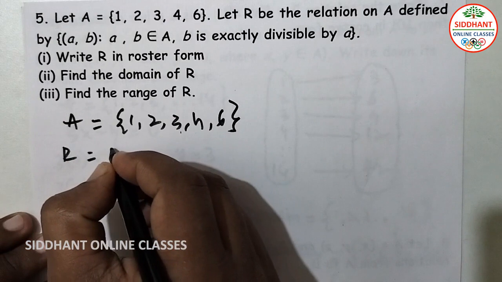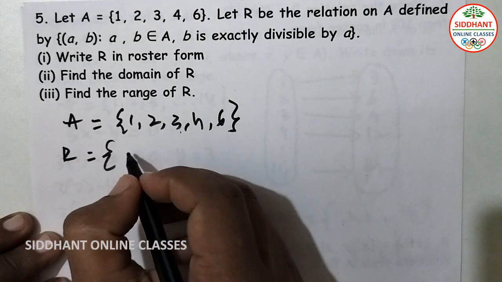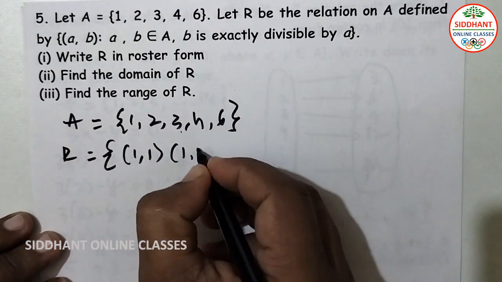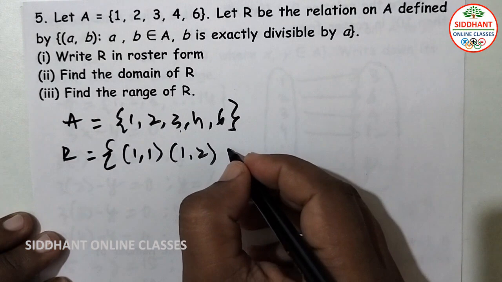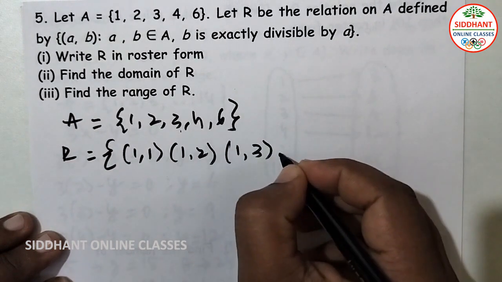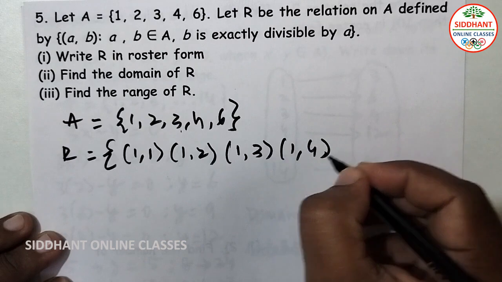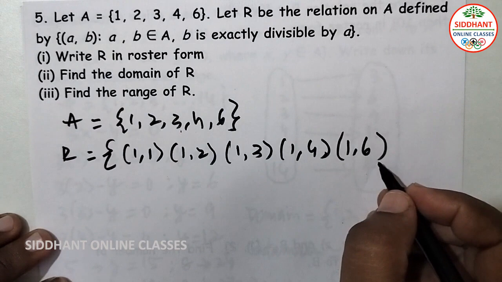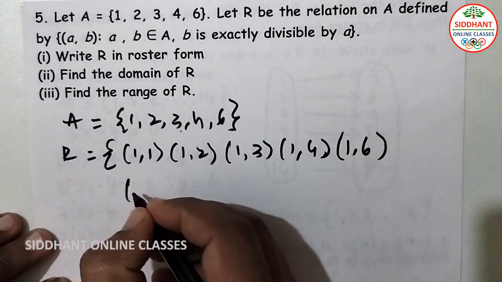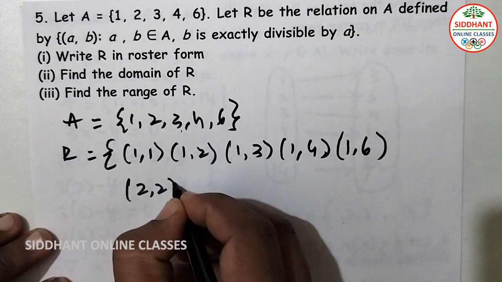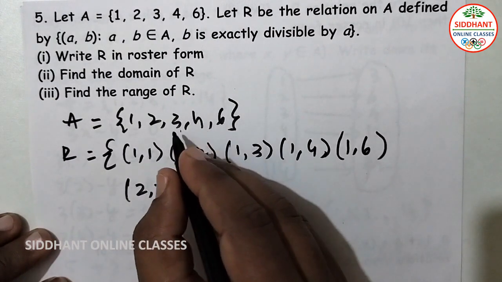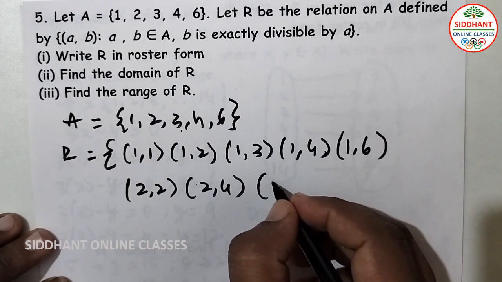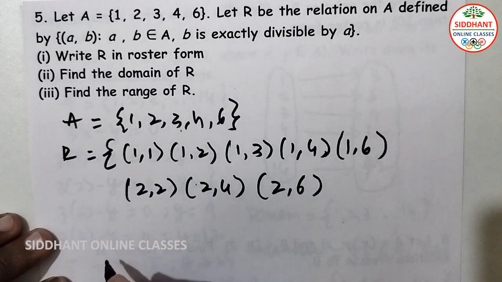R. So first (1, 1), which is exactly divisible. Next (1, 2), 2 is exactly divisible by 1. Next (1, 3), next (1, 4), next (1, 6). 1, 2, 3, 4, 6 are exactly divisible by 1 here. Next 2 exactly divisible by 2, so (2, 2). Next 4 is exactly divisible by 2, that will be (2, 4). Next 6 is exactly divisible by 2, (2, 6) here.